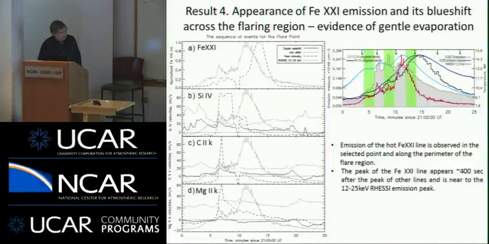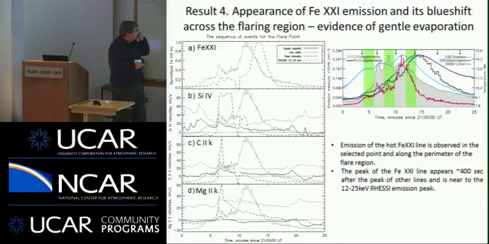And then, as already mentioned, it's a curious result, which was also observed before, that the peak of intensity of iron 21 appeared well after the impulsive phase of the flare, 6 minutes after the flare. So this is the RHESSI X-ray from 12 to 25 keV, and this is the iron 21 line.